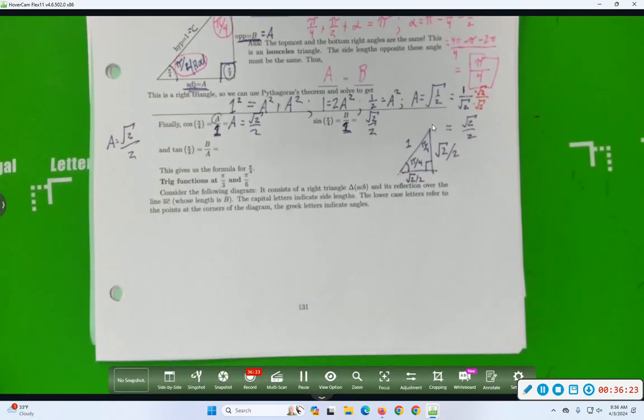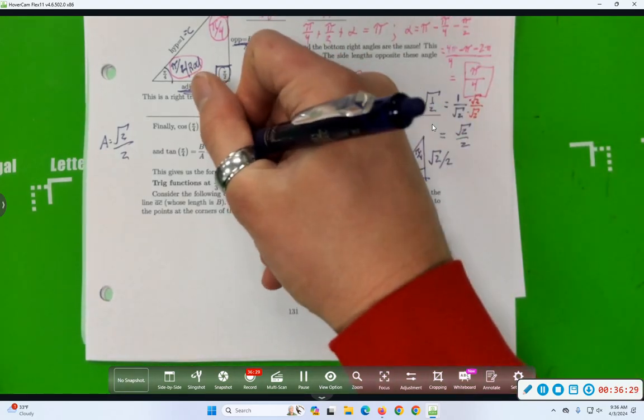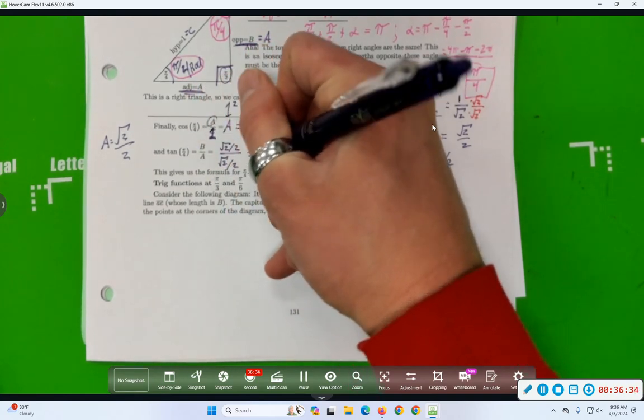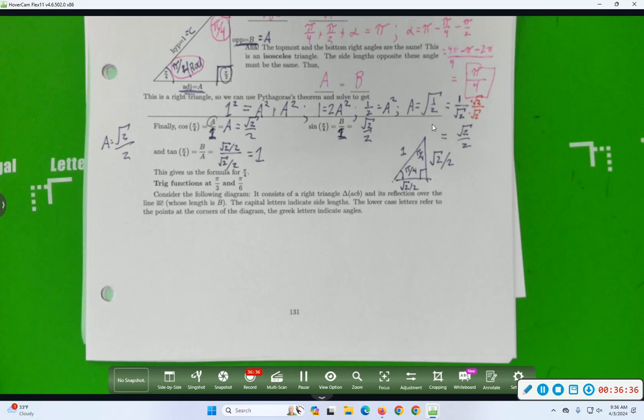And how about tangent? B and A are equal to each other? Yeah. So this will be root 2 over 2 divided by root 2 over 2. Yeah, that's 1. Groovy. That feel pretty okay? Nice. In fact, I think you could have figured out tangent before you even figured out what A and B are. As soon as you know that A and B are equal, you could have said tangent is opposite over adjacent, so that'll be 1.